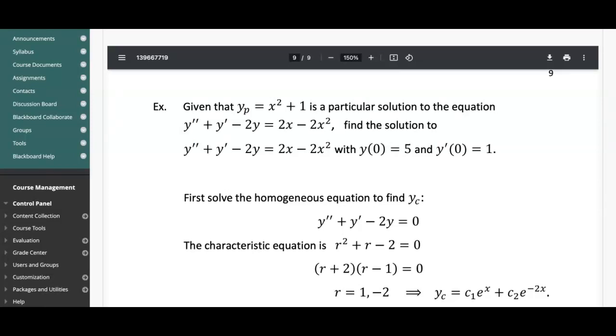So should I do one more example? Anyone like to see one more example, or feel okay with this? All right, if we are feeling okay with this, let's go to lecture 9.